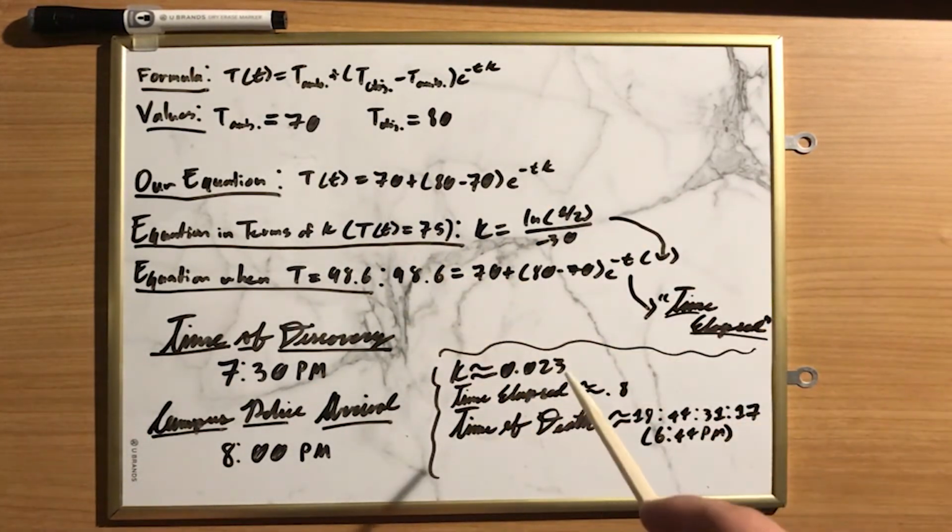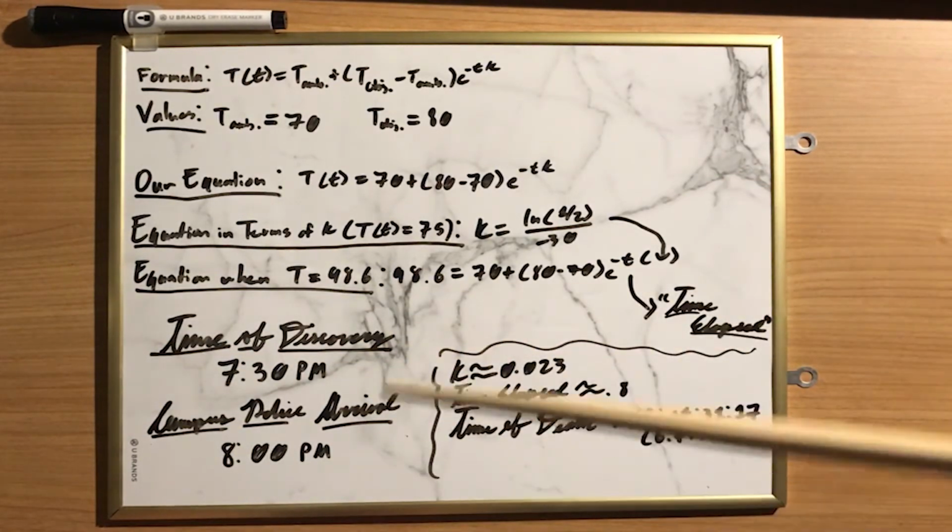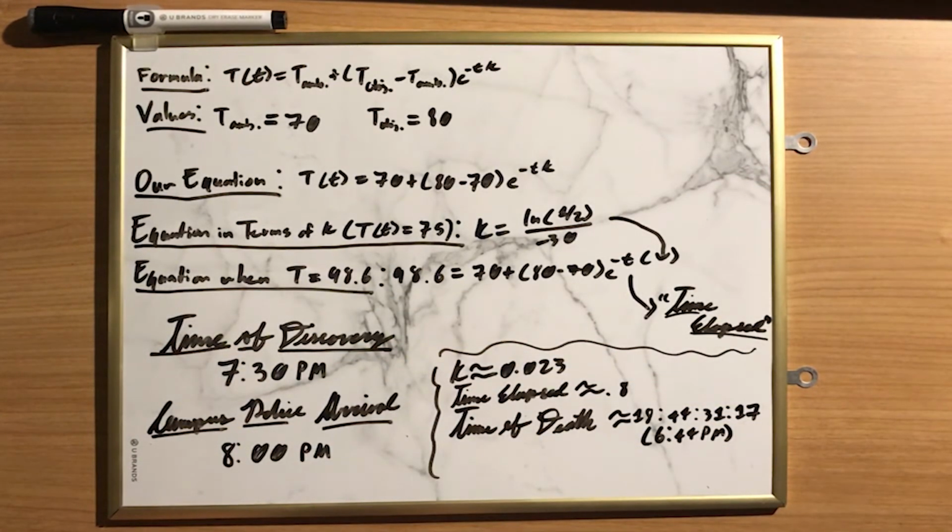So, summing everything up, we have k equaling roughly 0.023. Our time elapsed is stated in terms of tenths of an hour, an interesting choice of unit. Time elapsed equals about 0.8, and the time of death equals that value. We have successfully completed and solved our murder mystery case, at least chronologically speaking, of course.